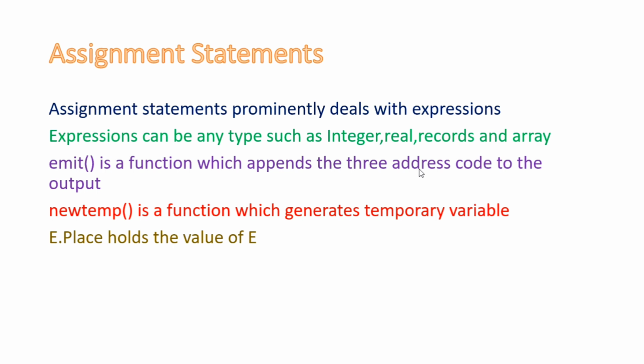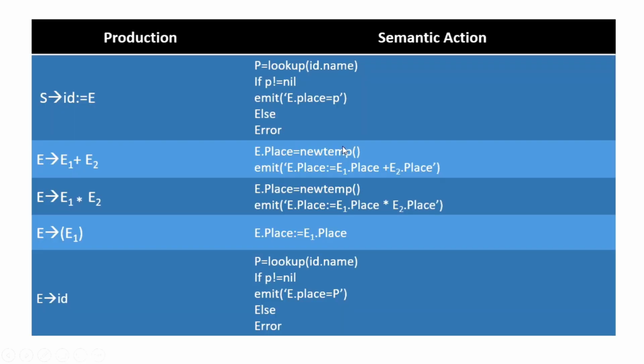And we will also learn about the attribute associated with E. E is called an expression, and E dot place is called an attribute which holds the value of E. Now we will go elaborately into the next step. These are the productions and the corresponding semantic actions associated with each production. The first production is S tends to id equal to E.